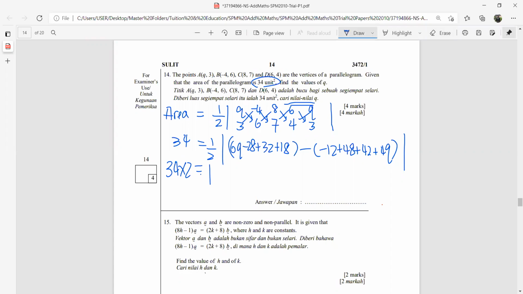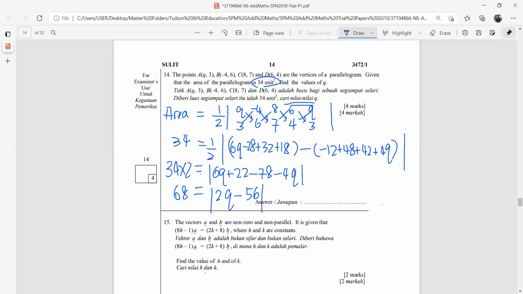So 6Q, then 28 plus 32 plus 18, and your answer, you got 6Q minus 22, or plus 22, huh? Then negative 12 plus 48 plus 42 is 78 times negative, so negative 78. 34 times 2 is 68 equals to 2Q. Double check for me if it is minus correctly or not.